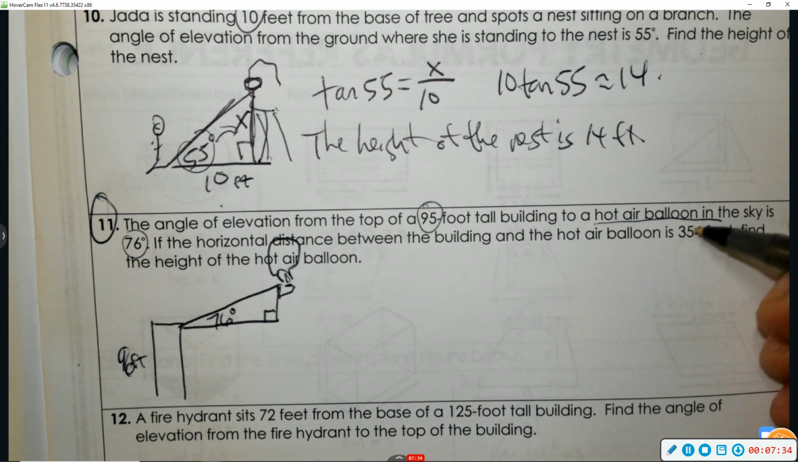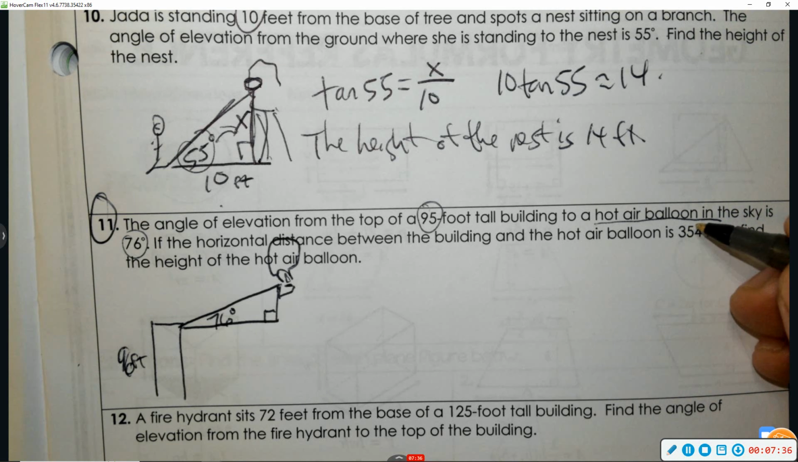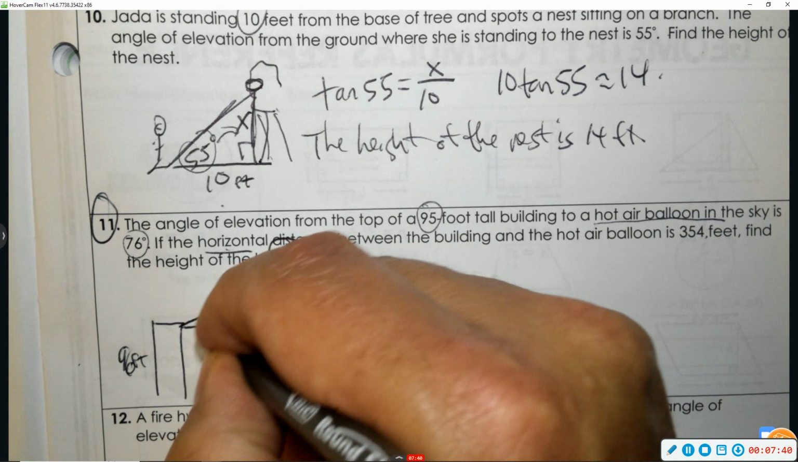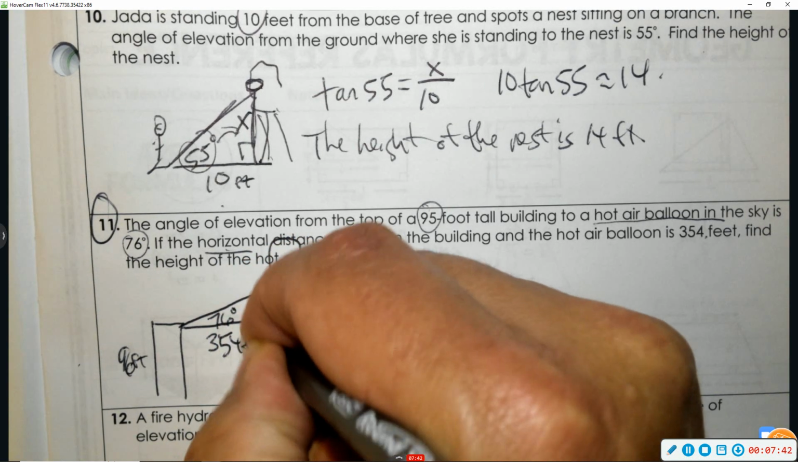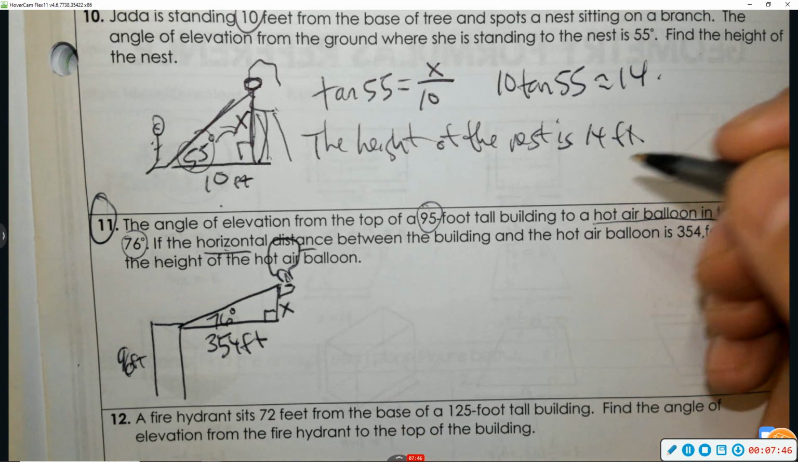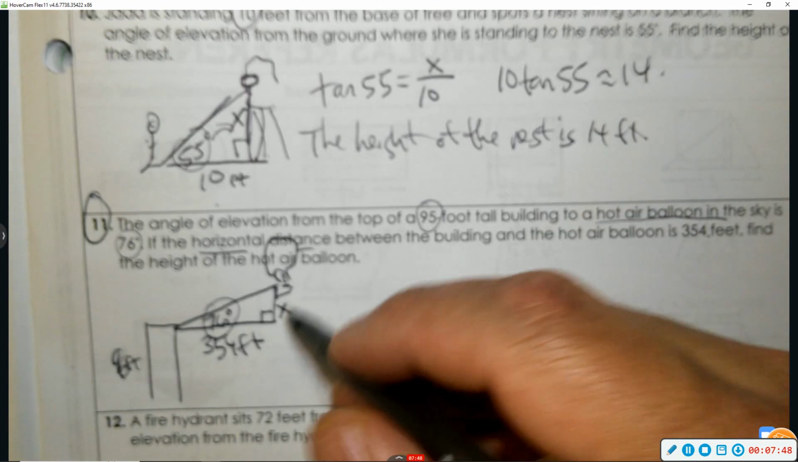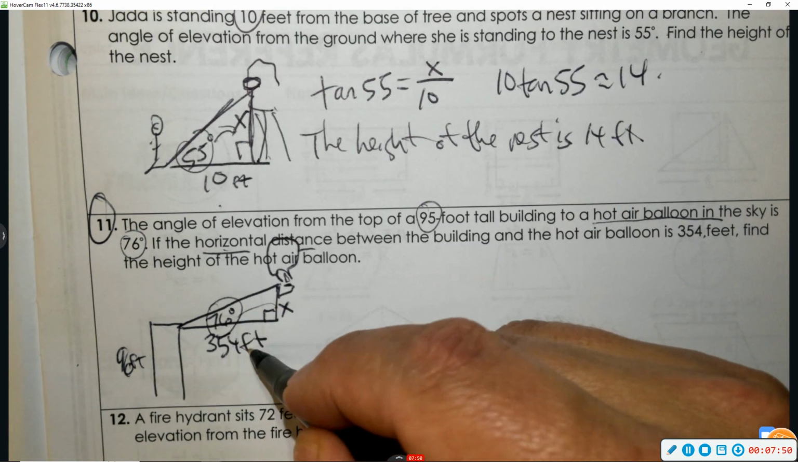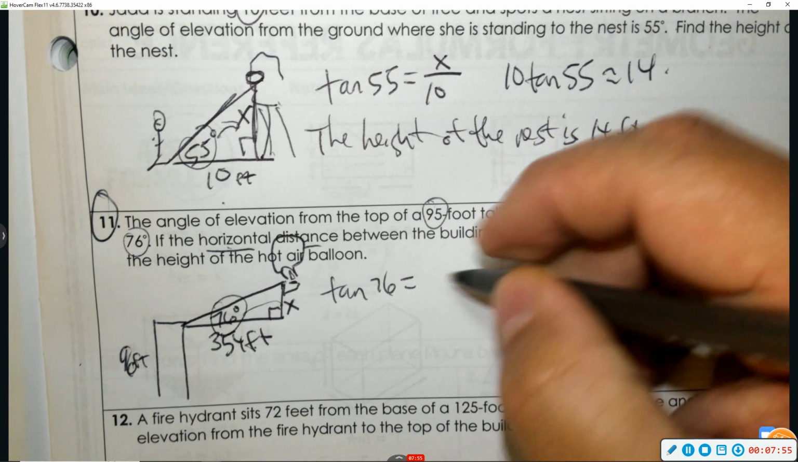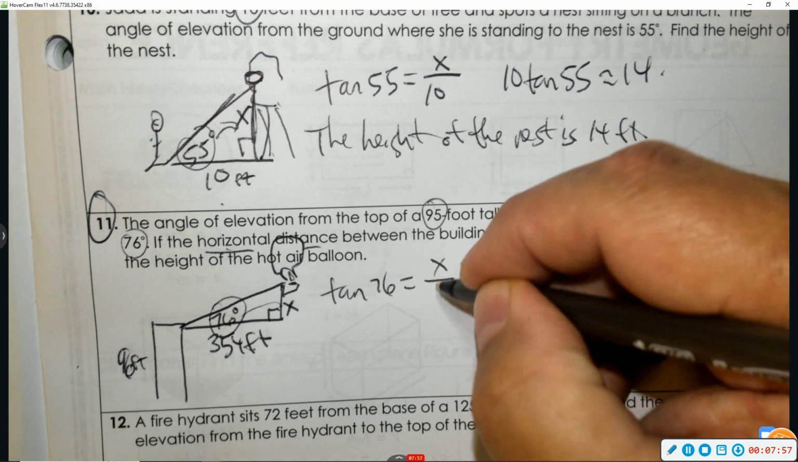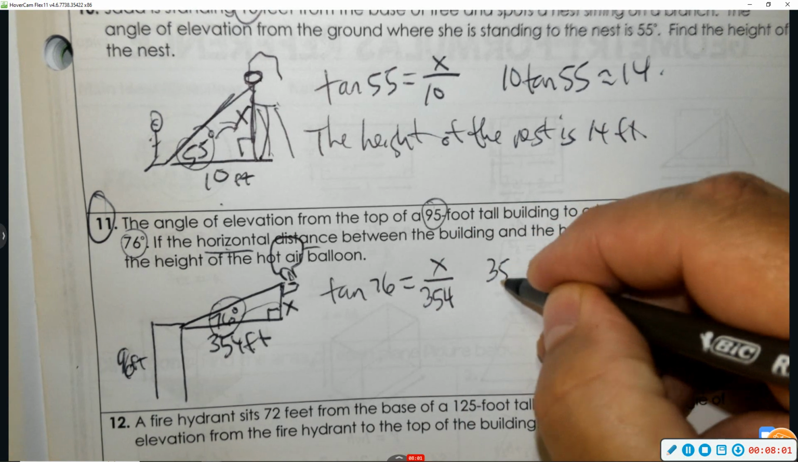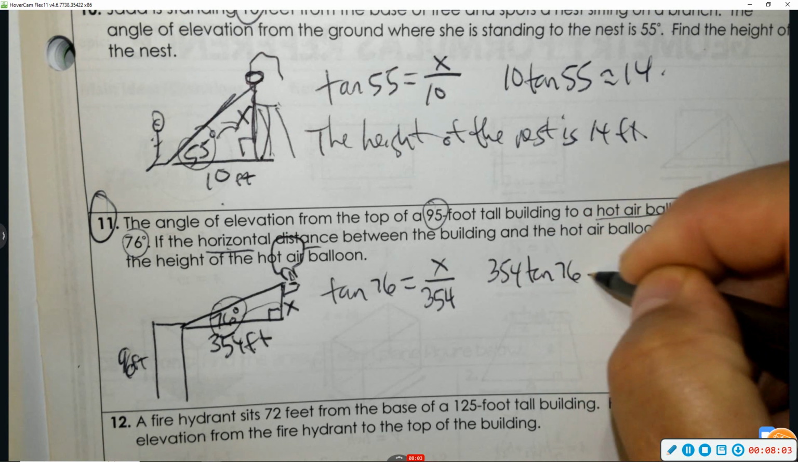And the horizontal distance to the hot air balloon, so this is horizontal down here, is 354 feet. And then find the height of the hot air balloon. So we're going to circle the angle. This is opposite and adjacent. That's tangent. So we're going to write down tangent 76 is equal to opposite over adjacent. We're going to multiply and use our calculator.